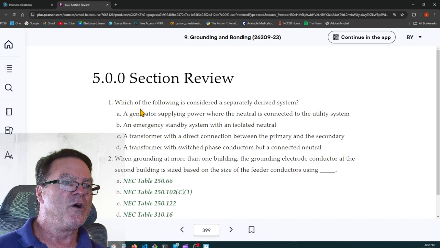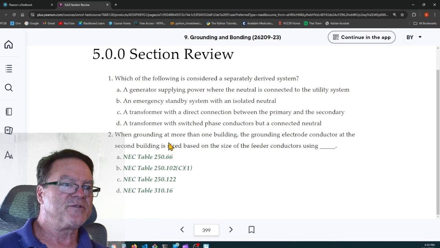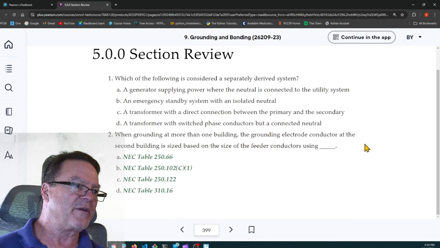Section 5 review. Which of the following is considered a separately derived system? And number 2 is when grounding at more than one building, the grounding electrode conductor at the second building is sized based on the size of the feeder conductors using.